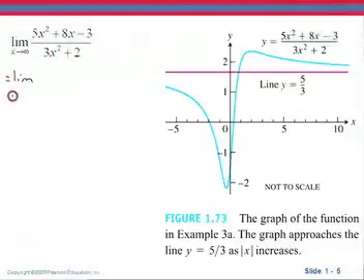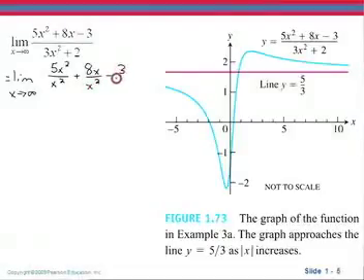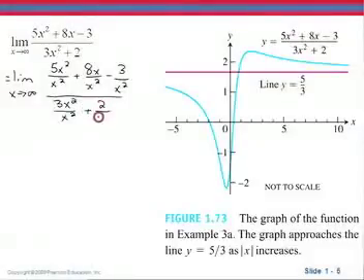And what we'll do is go through and divide every term on top and every term on bottom by x squared. So I'll take 5x squared and divide it by x squared. I'll take 8x and divide it by x squared. And I'll take negative 3 and divide it by x squared. In the denominator, I'll take 3x squared and divide it by x squared. And I'll take 2 and divide it by x squared. Now, I can do that as long as I do the same thing to everything in the numerator and everything in the denominator. So this gives us the limit as x approaches infinity.